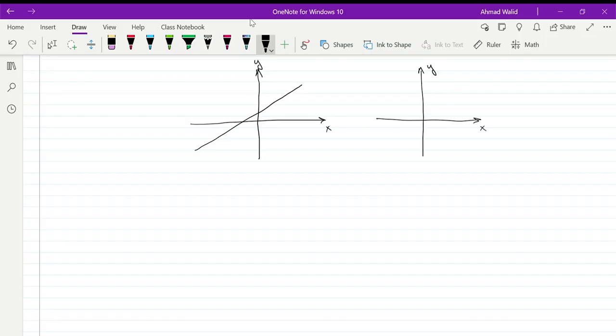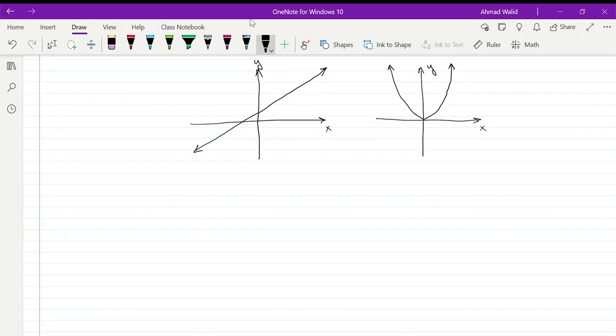For example, I gave you a straight line here, and I'll give you a parabola, this U shape, or a V shape maybe. Right now, a U shape. Are these two graphs representing a function?